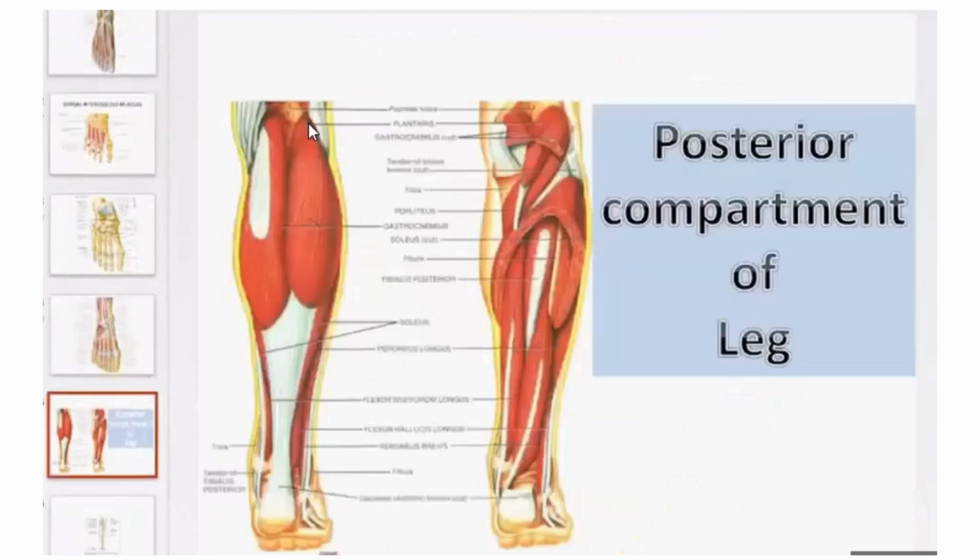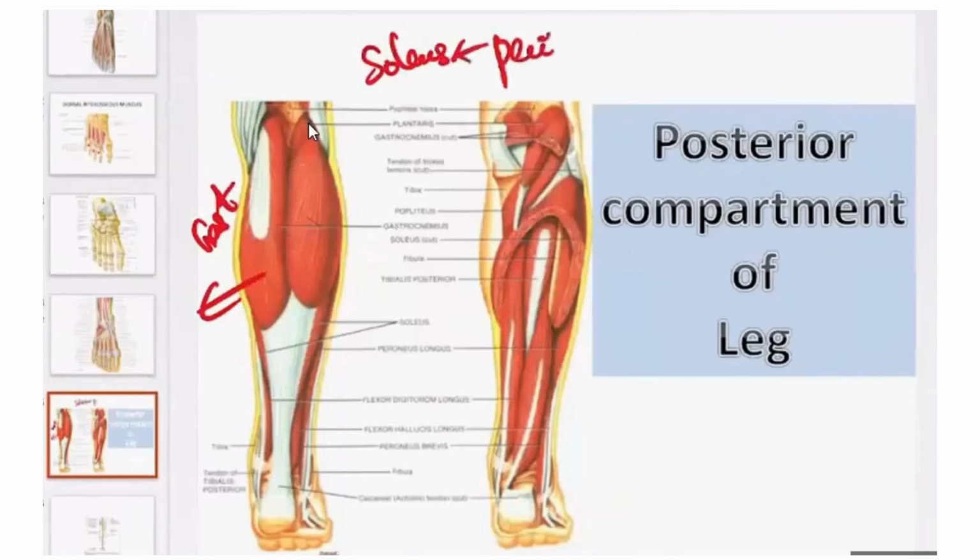What is this compartment of the leg? Posterior compartment. Which muscle forms the bulk of the posterior compartment? Gastrocnemius. This muscle is gastrocnemius and soleus, which is otherwise called the peripheral heart. Why is it called the peripheral heart? It pumps the blood against gravity. So venous return to the right atrium is maintained by the soleus muscle.